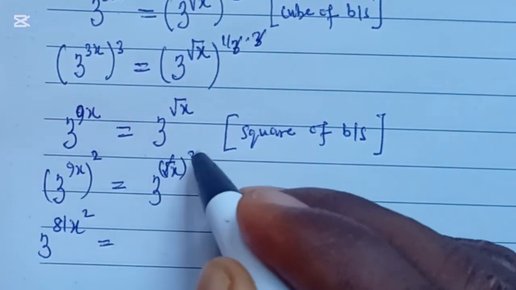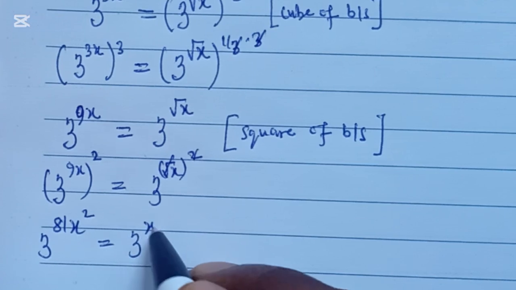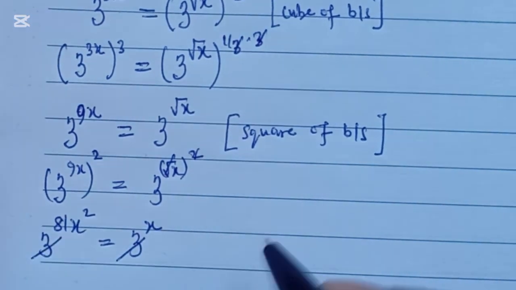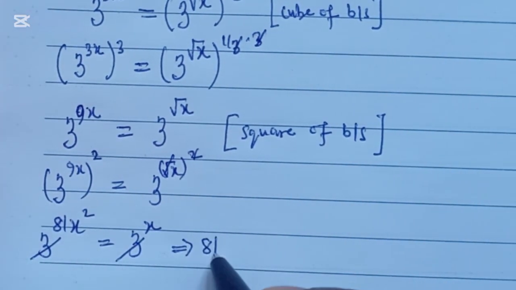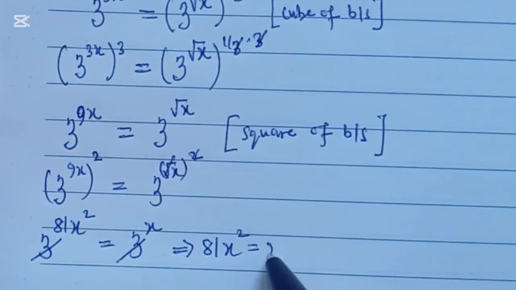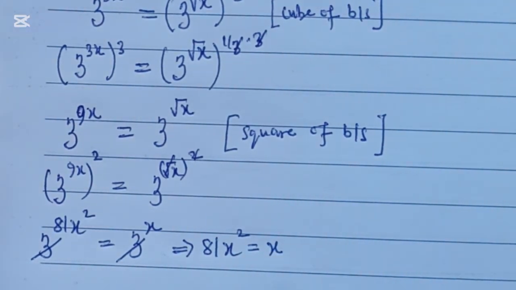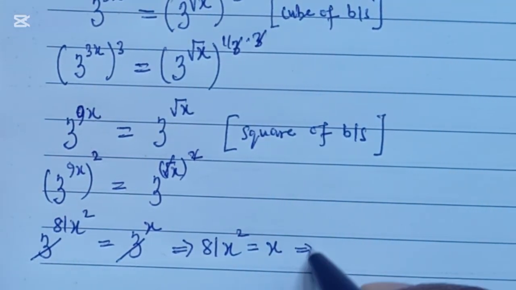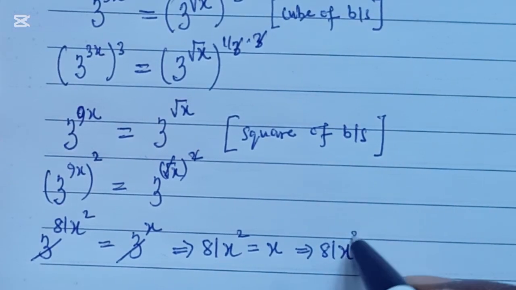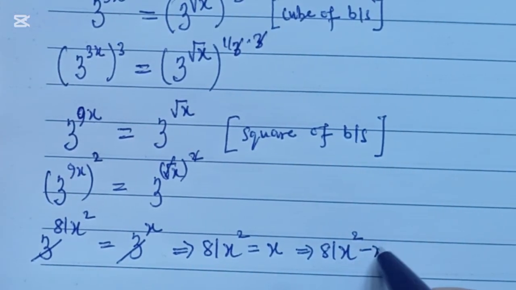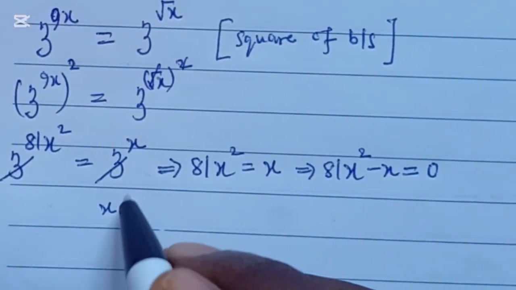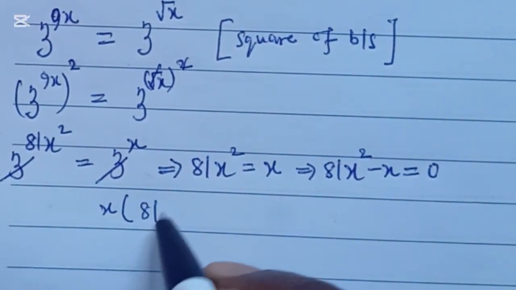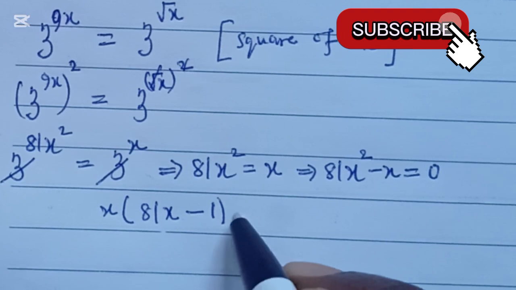And this cancels this, and then we're left with 3 to the power of x, and then we take away the bases. This implies that 81x squared is equal to x. And when you solve for x, you would realize that this becomes a quadratic equation. 81x squared minus x is equal to 0. When you factorize x, you bring out x, you're left with 81x minus 1 is equal to 0.